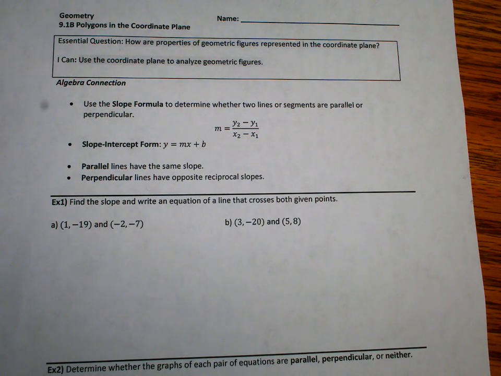And the shape was either a scalene, no sides are the same, isosceles, 2 sides are the same, or perhaps it could have been an equilateral triangle where all 3 sides are the same. So that was practicing the distance and the midpoint formula.